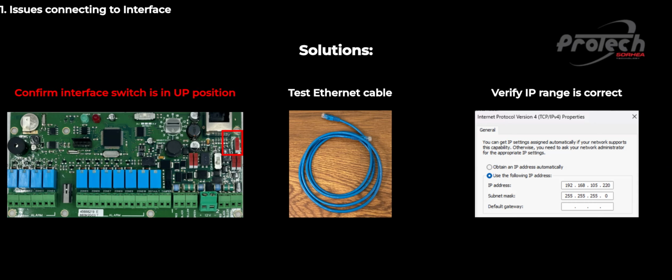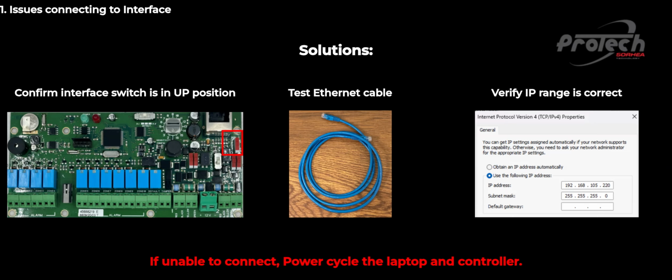Confirm the interface switch is in the up position. Test the Ethernet cable and confirm it can connect to programming. Verify IP range and subnet mask are correct. If unable to connect, try power cycling the laptop and controller. Next, we'll review how to change the Ethernet settings on your computer.